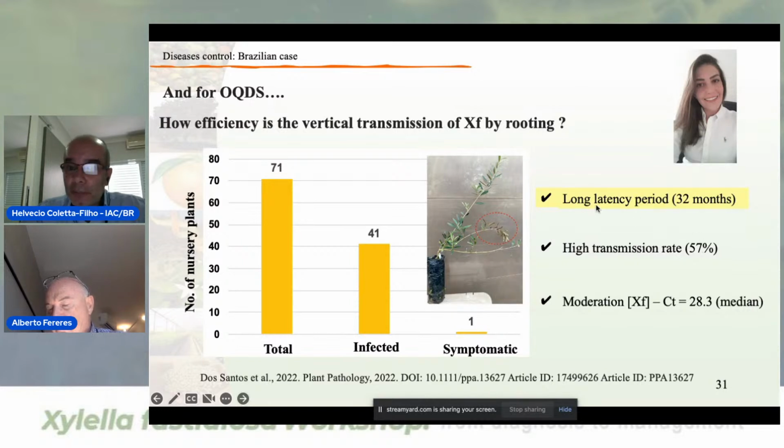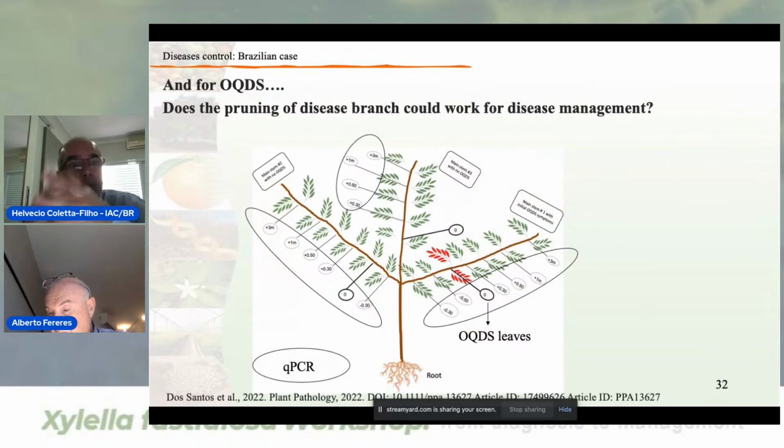But you have a long latency period. You must wait 32 months to see symptoms in the greenhouse. So you have a huge latency period in this plant. The plant was infected, but does not show the symptoms. And also, we asked some questions about pruning. Could pruning work or not for the management of the disease in all of the plants? We selected some plants with just a few symptoms.